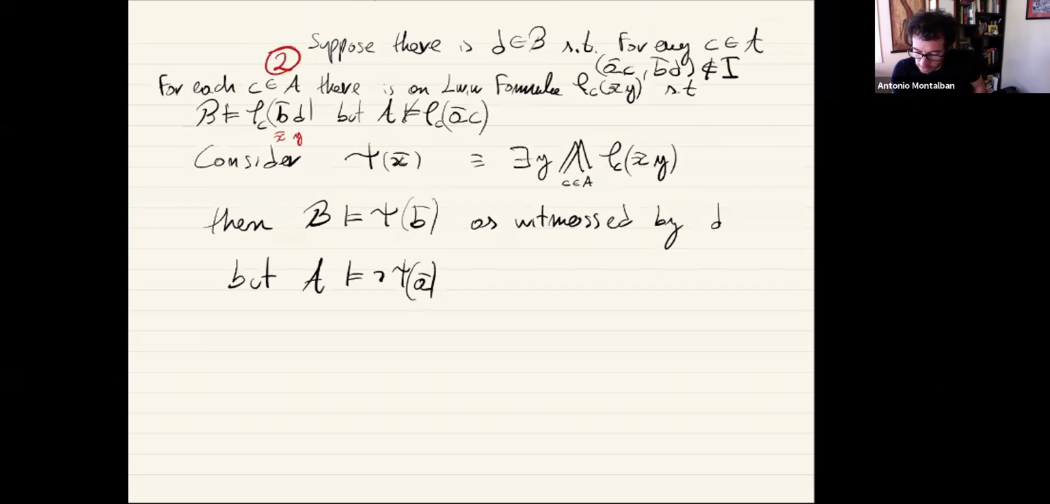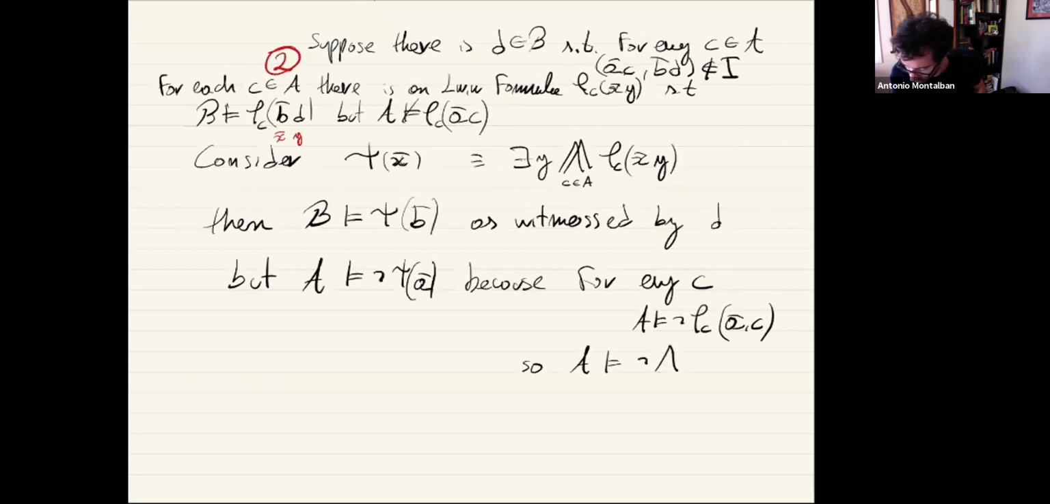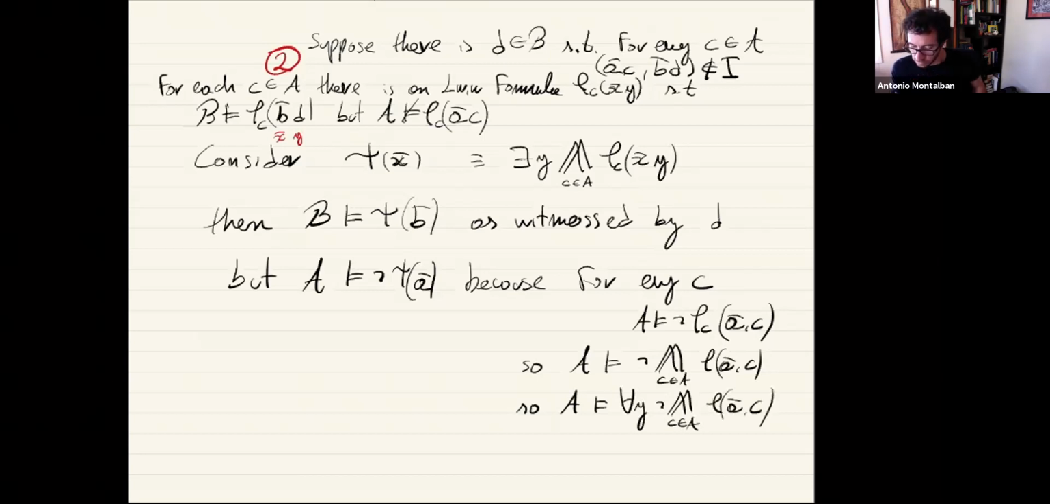Because for every C that you choose, one of these formulas is false, namely phi sub C. Because for every C, we have A models not phi C of AC. So A models not the conjunction over all C's in A. A models for every Y, not the conjunction, which is the same as.